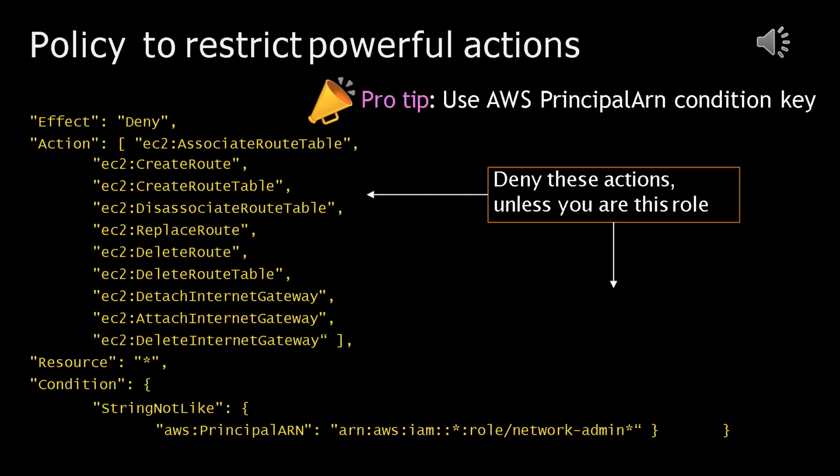Below is an example of a service control policy that was used to restrict some powerful service actions. This policy basically says to deny these actions if the principal is not the network admin.